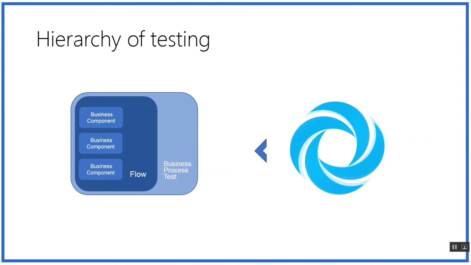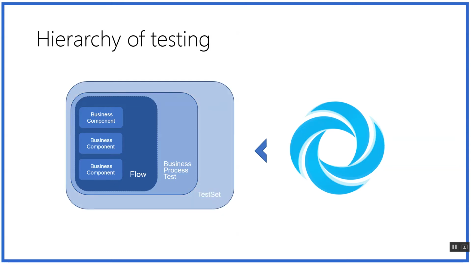Then there are business process tests. A business process test contains multiple business components, but the order is not necessary here. An example of a business process test and the test set, which follows now, I will show you later. So a test set could contain multiple business process tests.